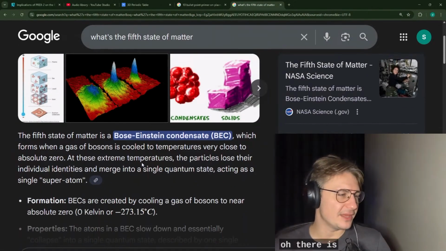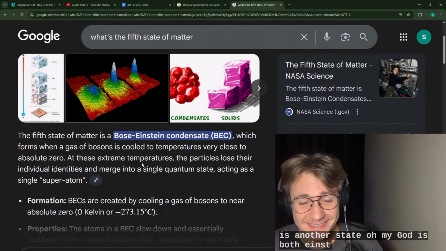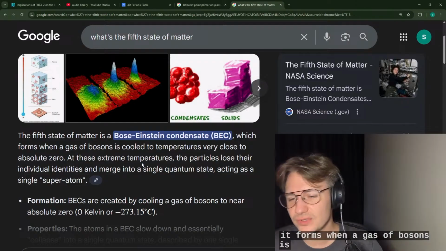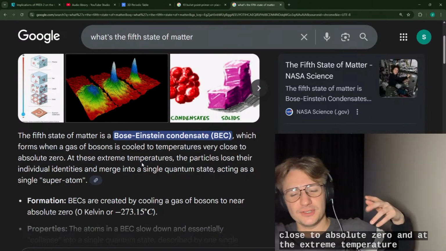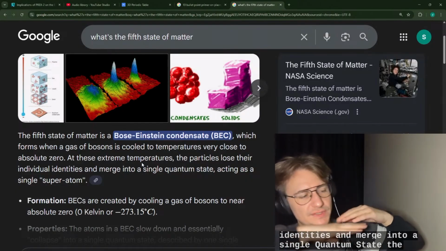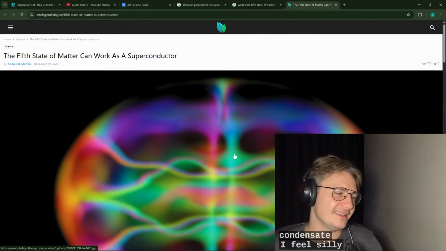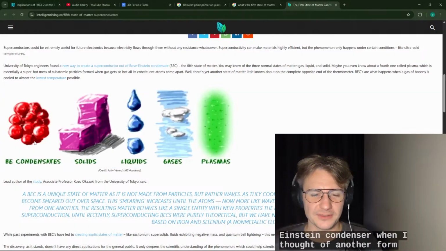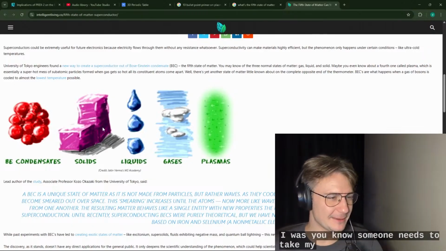Oh, there is a fifth state of matter. Yeah, Bose-Einstein condensate is another state. Oh my god. Is Bose-Einstein condensate considered a state of matter? It forms when a gas of bosons is cooled to temperatures very close to absolute zero, and at the extreme temperature, particles lose their individual identities and merge into a single quantum state, the Bose-Einstein condensate. I feel silly that I didn't think of Bose-Einstein condensate when I thought of another form of matter. Someone needs to take my degrees away.